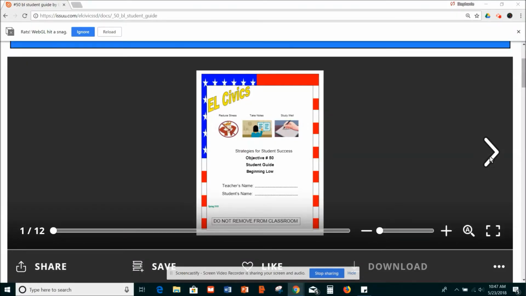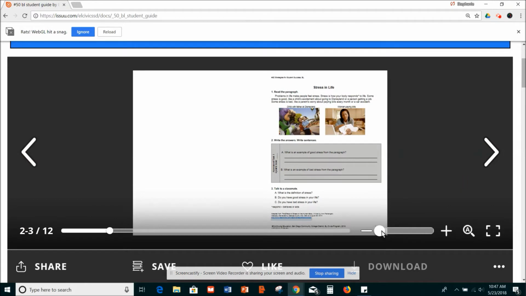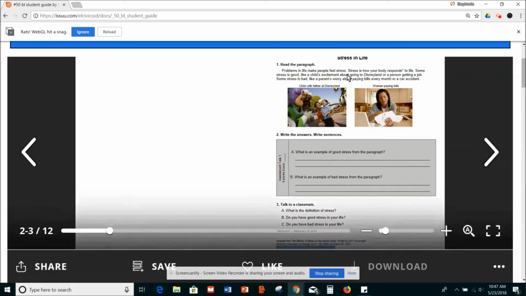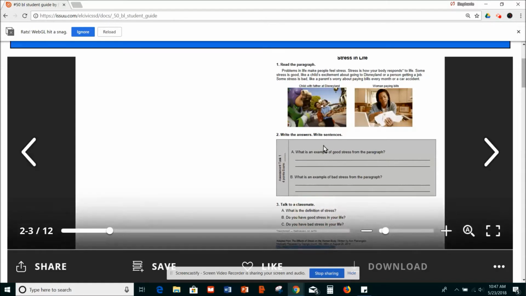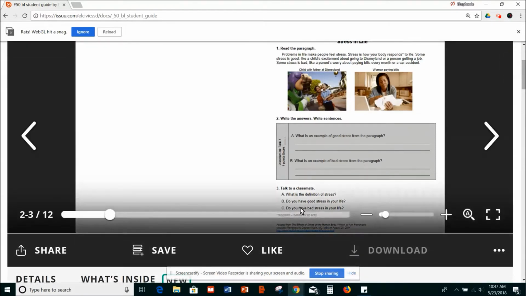Here's the beginning low student guide. On page 1, students read a brief paragraph about stress and write answers to questions. This gray box is actually one of the 5 portfolio tasks students complete for this portfolio objective. In accordance with the college and career readiness standards, we are introducing words from the academic word list, even at level 2. This is why you see words like definition, example, and respond.